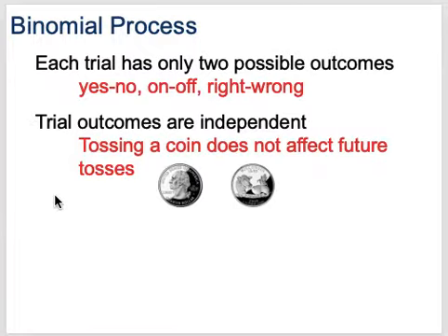The 2 outcomes also have to be independent of each other. So the tossing of a coin does not affect future tosses. Same thing with rolling a dice. You roll a dice once, and whatever you rolled the first time should not affect the roll the second time.